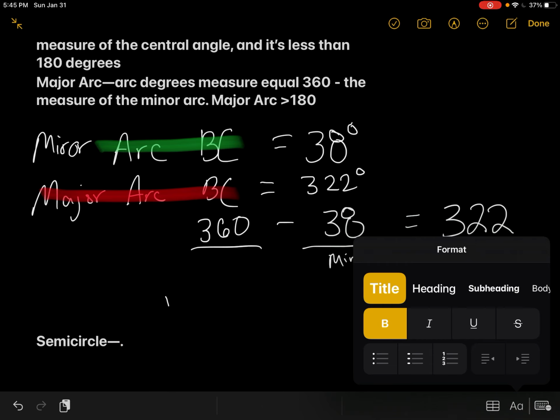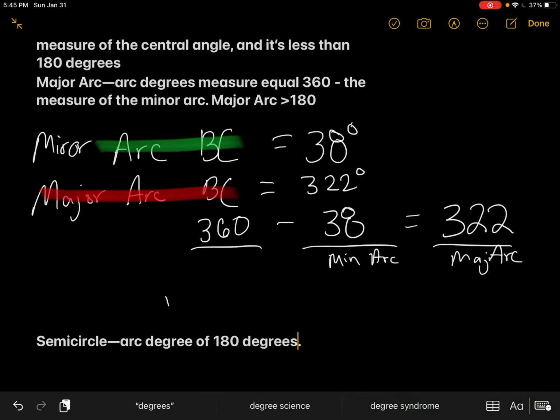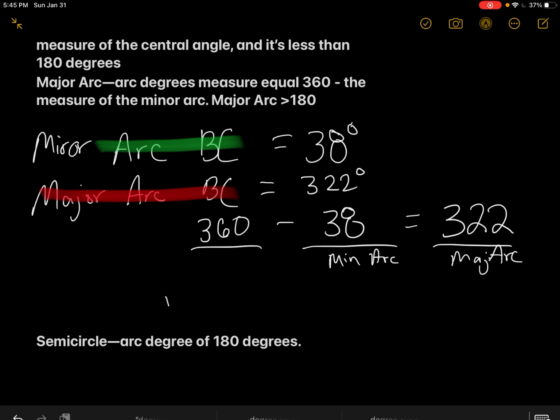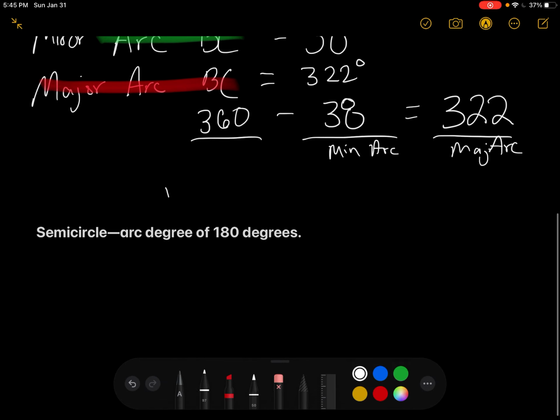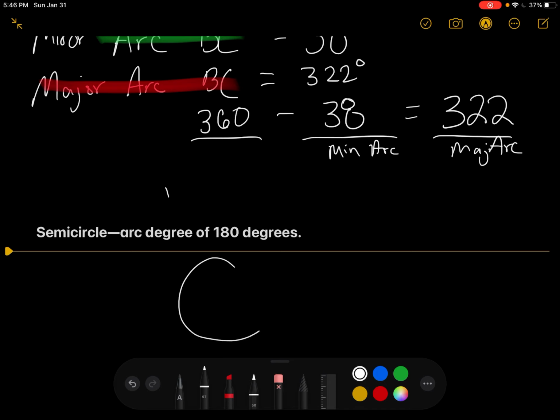And for these, it just has an arc degree measure of 180 degrees. So it's basically half of a circle. That's how I always kind of thought about them, is you take a circle, that's a full circle, and you cut it in half.